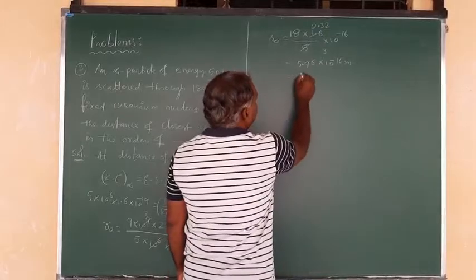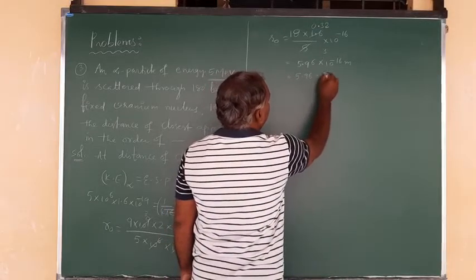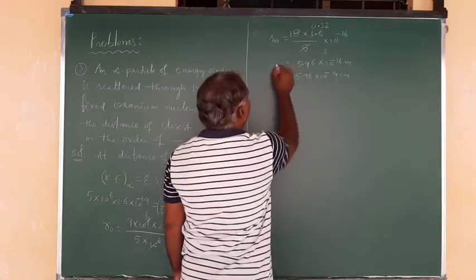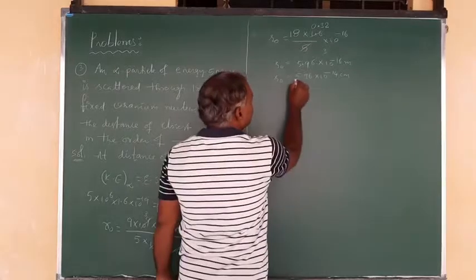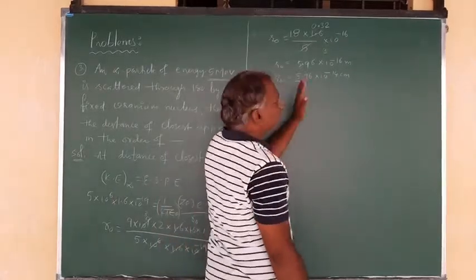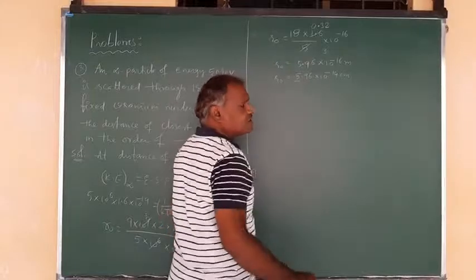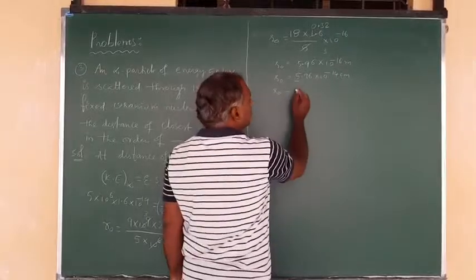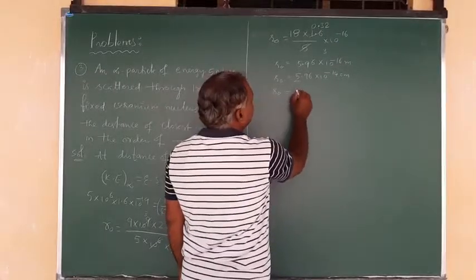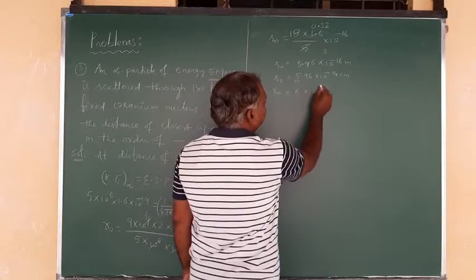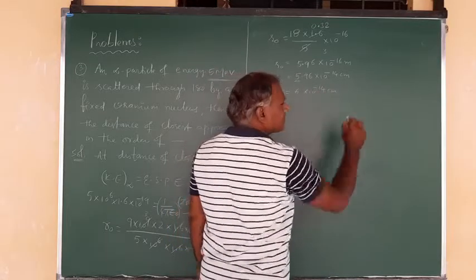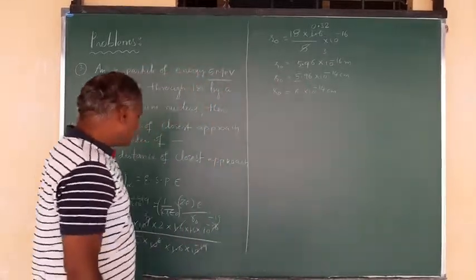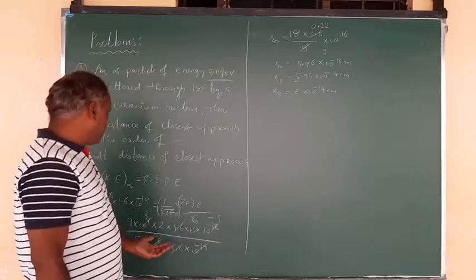Now I can write this as 5.96 into 10 power minus 14 centimeter. Right. So this numerical value can be taken as 6 also. You can write R0 is equal to 6, since it is more than 5, that means you can write it as 6 into 10 power minus 14 centimeter. Okay, in this way we can calculate the value, and we got it here.